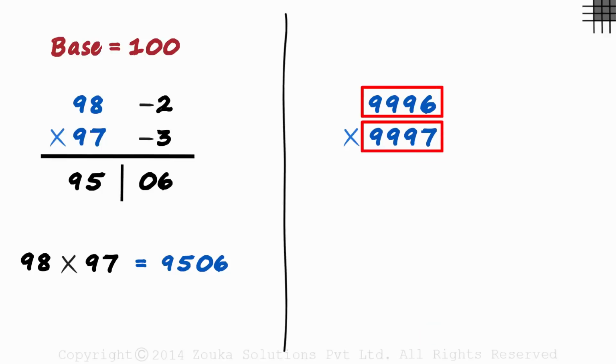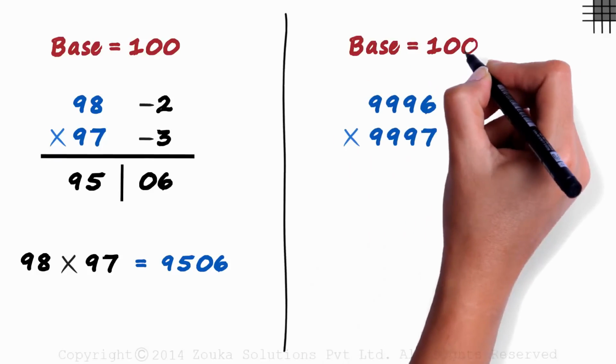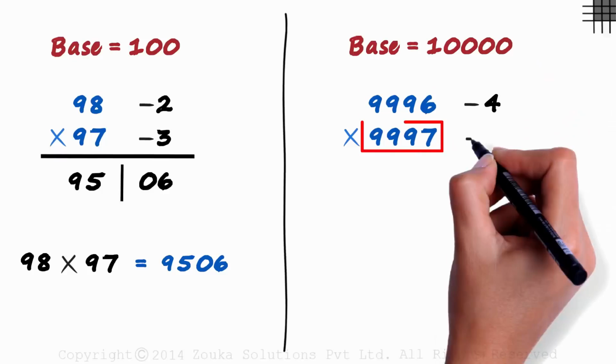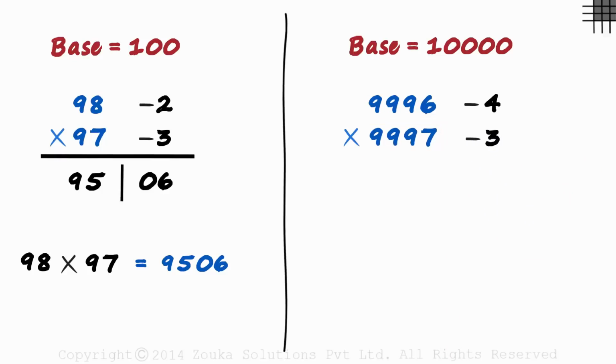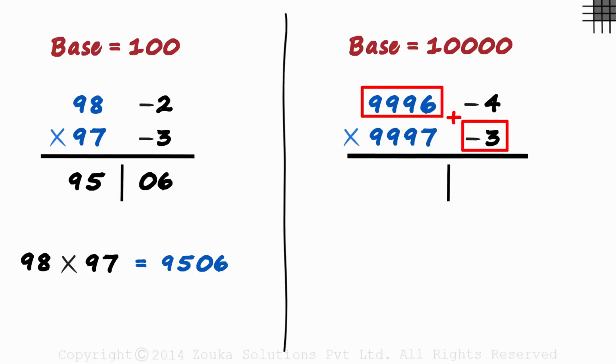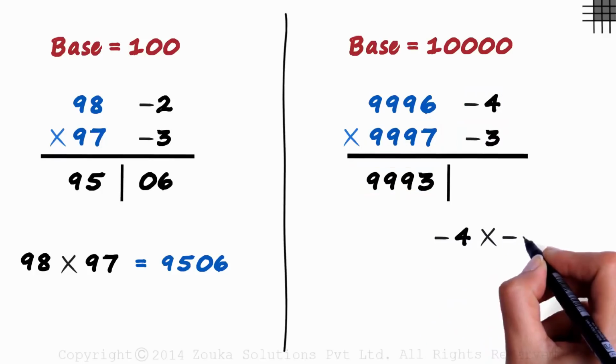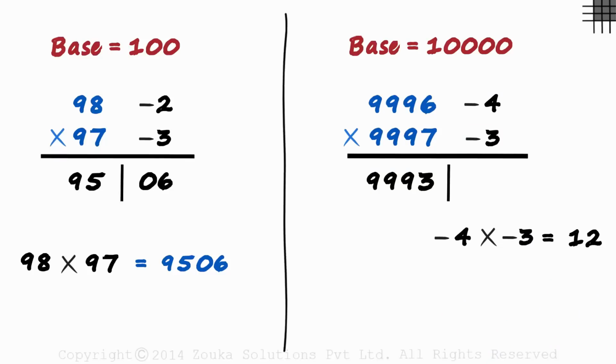Both numbers, as we can see, are close to 10,000. So the base will be 10,000. This number is minus 4 units away and this is minus 3 units away. Then we make the partition, sum on the left and the product on the right. This plus this is 9993. The sum of these two will also give us 9993. The product will be minus 4 times minus 3, which equals 12.